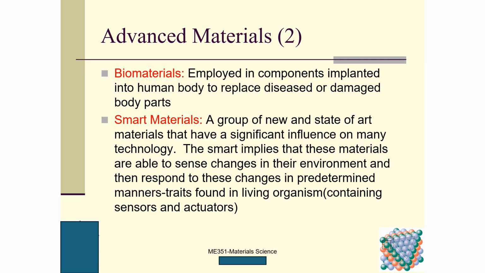The third category of advanced materials is smart materials. As the name suggests, they can do something special. They are a group of new and state-of-the-art materials that have a significant influence on many technologies. Smart implies that these materials are able to sense changes in their environment and then respond to these changes in predetermined manners, traits found in living organisms, containing these sensors and actuators.